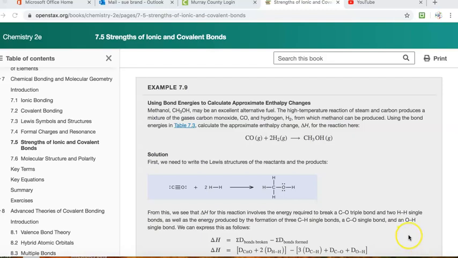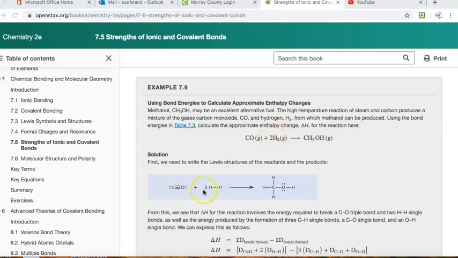So now we're going to do another example here where we're calculating the enthalpy changes during this reaction. Here we have a reaction between carbon monoxide and hydrogen gas to produce methanol. And so we first have to write out the Lewis structures for the reactants and the product. Okay. So here we see for carbon monoxide, we're going to have a carbon-oxygen triple bond. And then for hydrogen, it's going to have a single bond between each hydrogen atom.